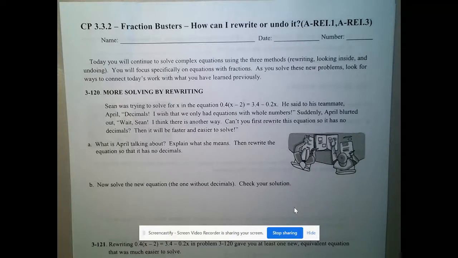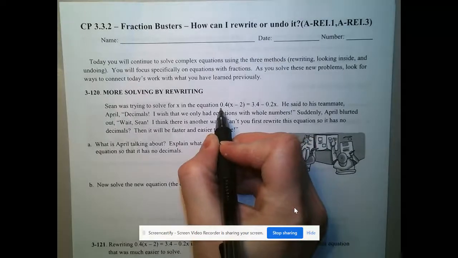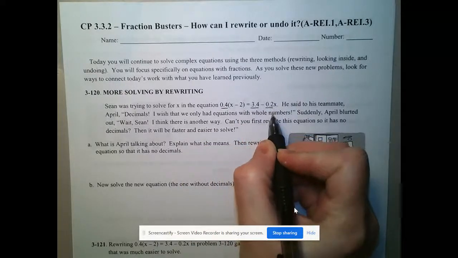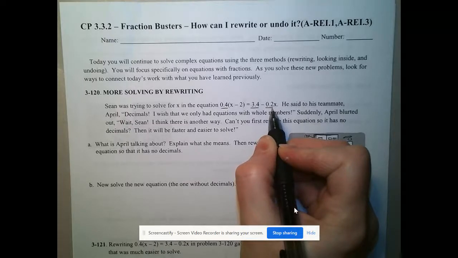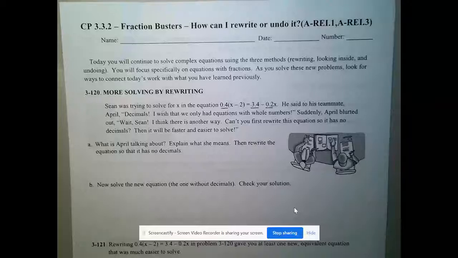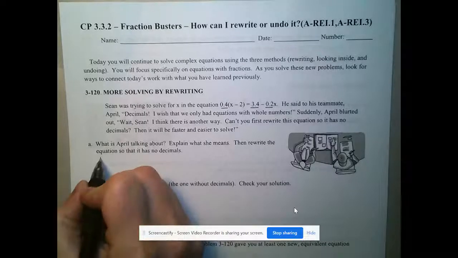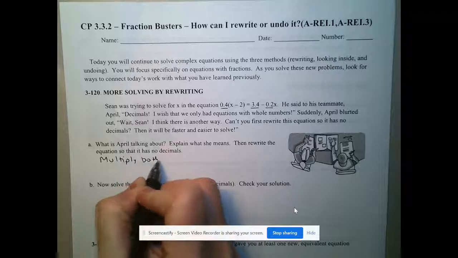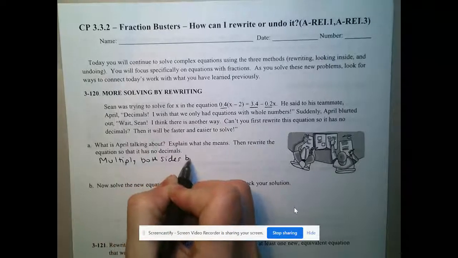So what's April talking about? She wants to rewrite it so there are no decimals left. And one way to do that is to look at all the decimals that are in the equation, 0.4, 3.4, 0.2. They all have a decimal to the tenths place. And so one thing that we can do is to multiply the entire equation by 10. So we're going to multiply both sides by 10.